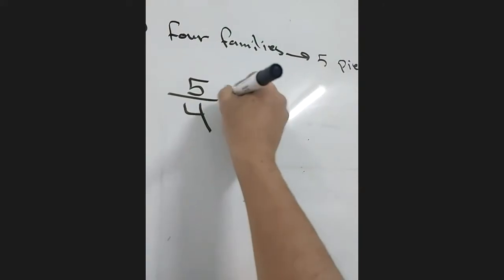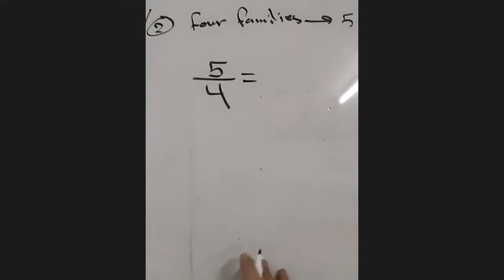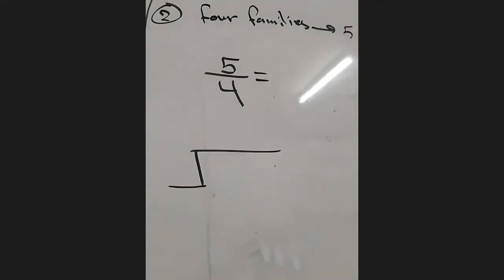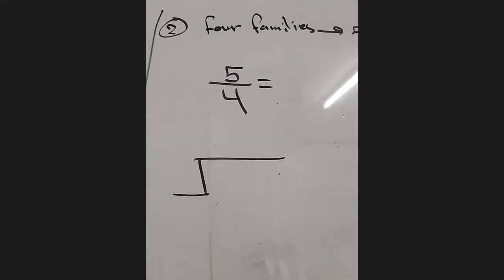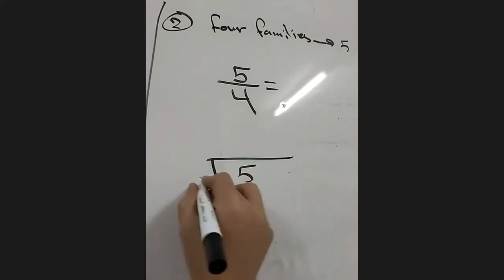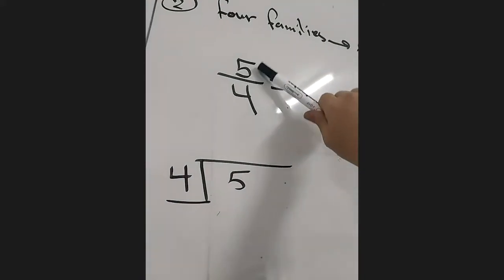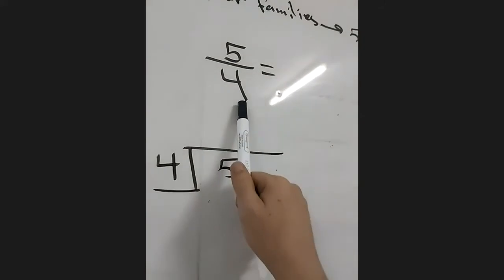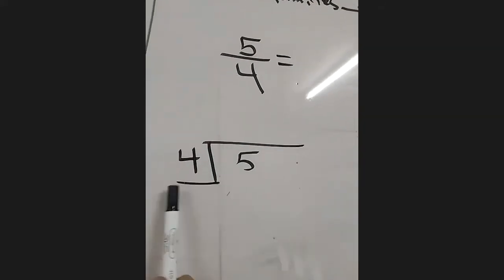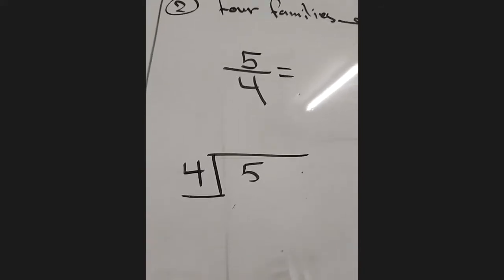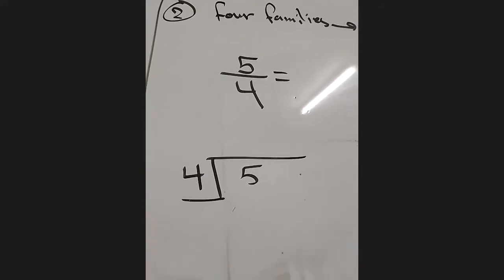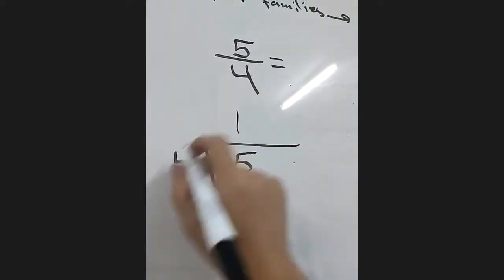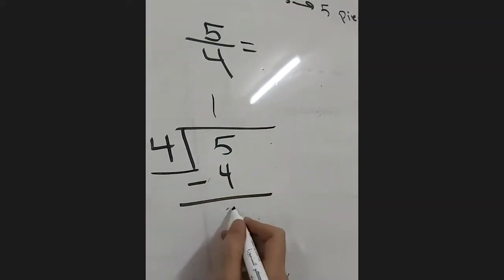Okay? Now, can we turn it to a mixed number? Yes, Abdullah? Yes, we can. How do we turn it to a mixed number? We will do 5 divided by 4. Yeah, 5 divided by 4. The numerator is the dividend. The denominator is the divisor. Now let's divide, ya Abdullah. 1 multiply 4. Exactly. It is 1. 1 multiply 4, 4. Subtract, 1.